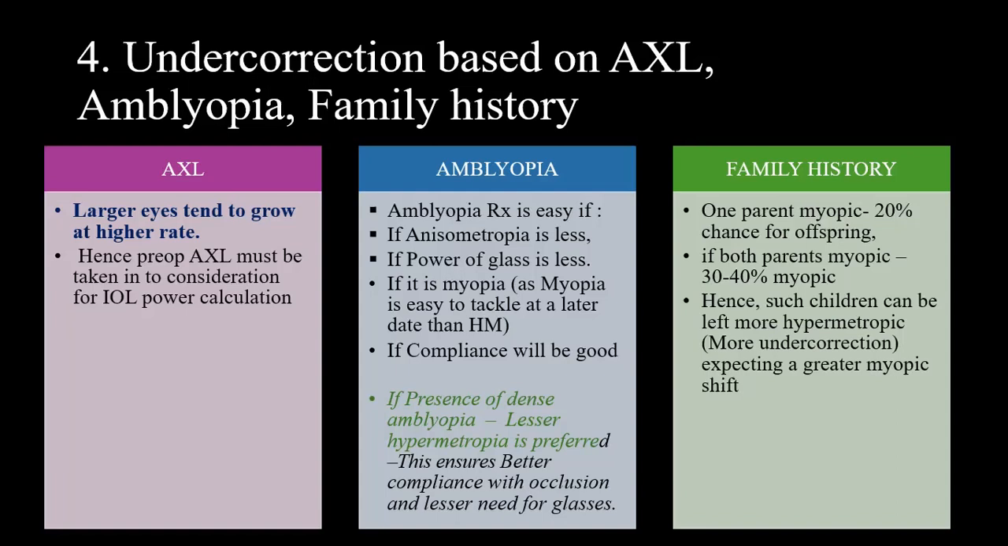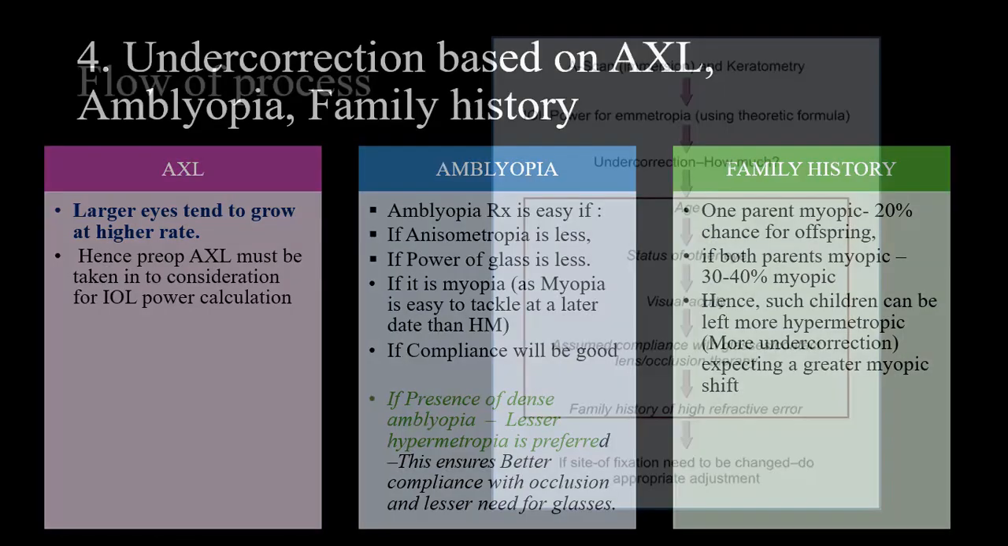And lastly, undercorrection based on axial length, like larger eyes tend to grow at a higher rate. So accordingly, we have to take that into consideration for the IOL power calculation. And amblyopia: treatment is going to be easy if the anisometropia is less or the power of glass is less. If it is myopia, it's easier to tackle, and if the compliance is going to be good. So if there is already dense amblyopia, lesser hypermetropia is going to be preferred in the postoperative period. And if one parent is myopic or both parents are myopic, we have to expect that probability of myopia in the children also, and undercorrect accordingly.